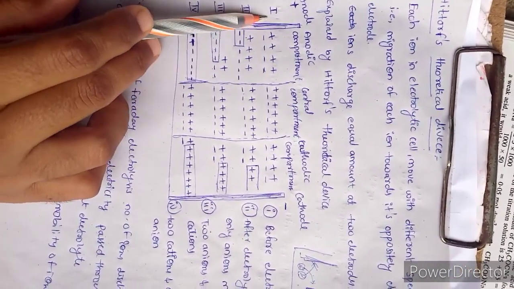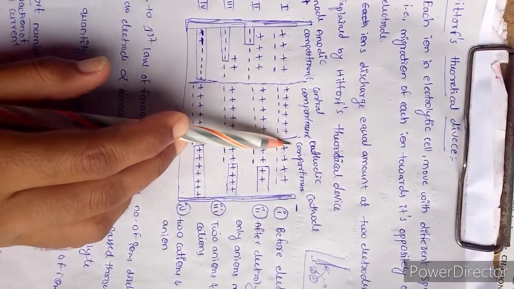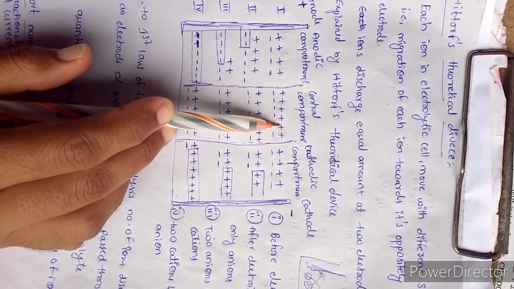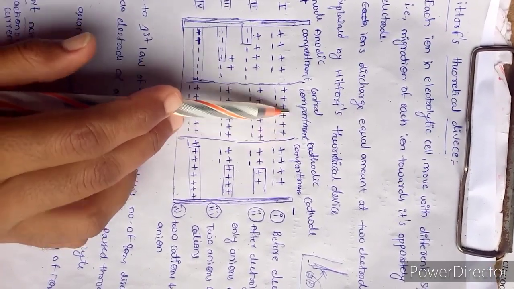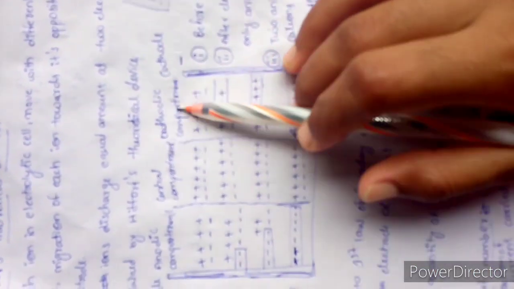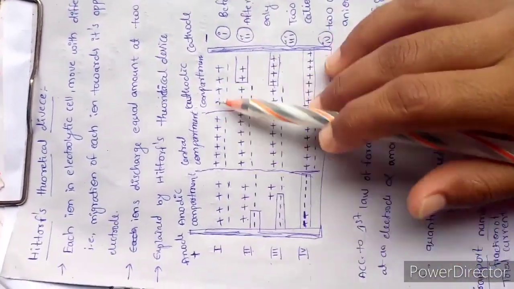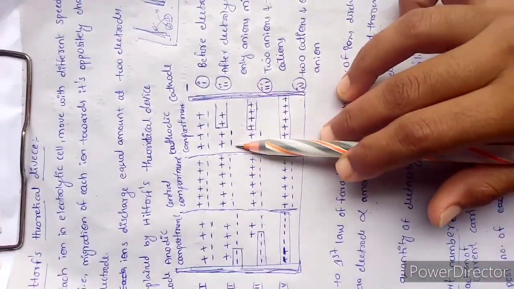In the first case, the solution before electrolysis. Before electrolysis, the central compartment consists of 6 anions and 6 cations, a total of 6 pairs. Both the anodic compartment and the cathodic compartment consist of 4 pairs each. That is before electrolysis.